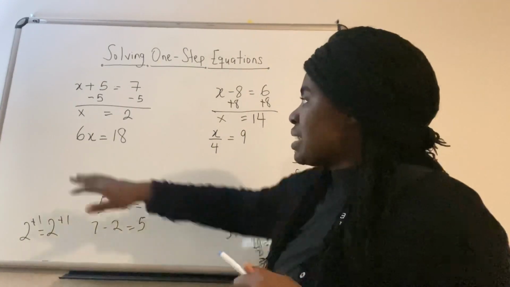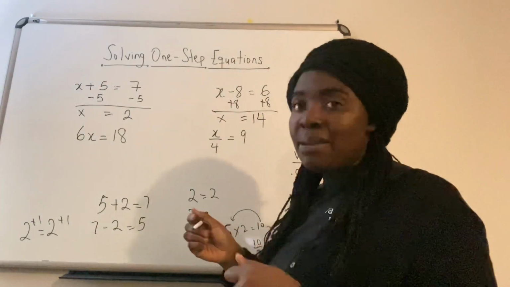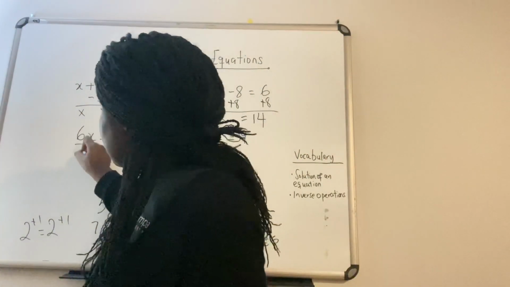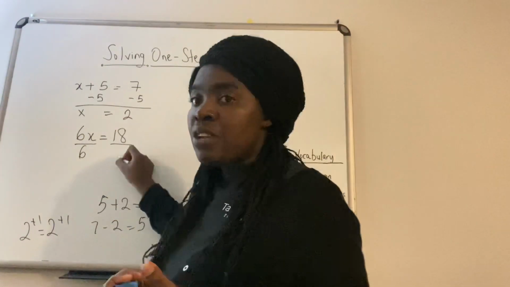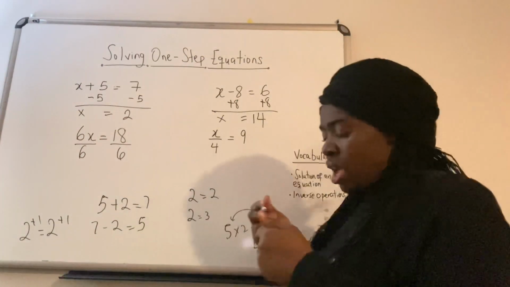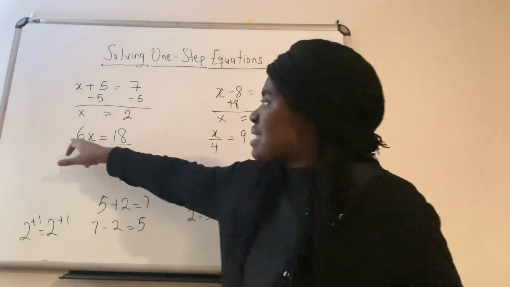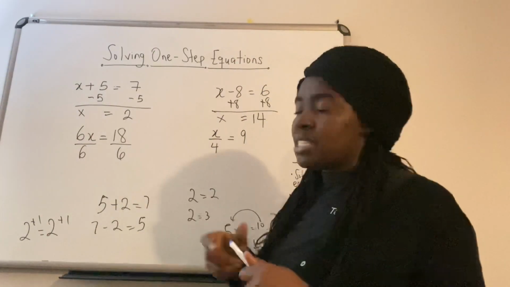So here, because it's multiplying by 6, we want to divide by 6. So we're going to say this divided by 6. And then that means we have to do the same thing to the right side, right? So this also divided by 6. All right, now on the left, we have 6x divided by 6 is equal to 18 over 6.